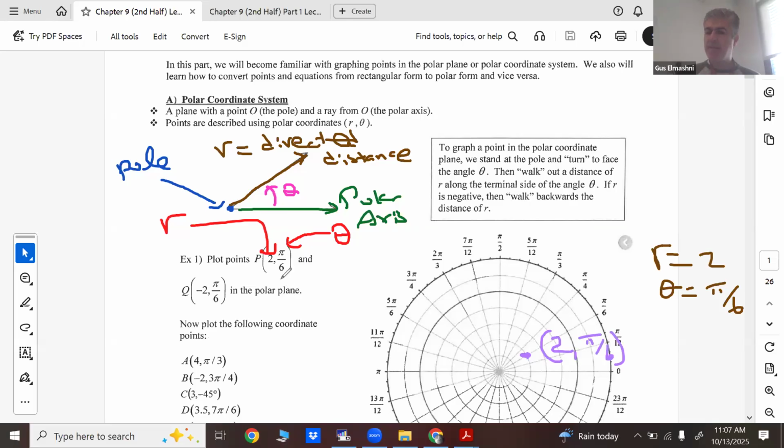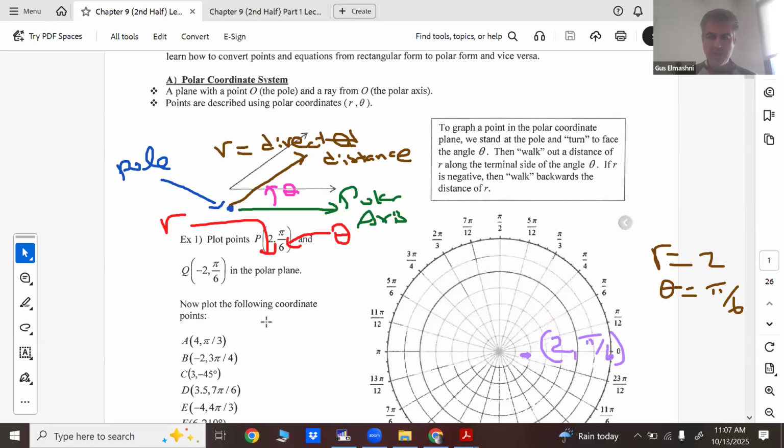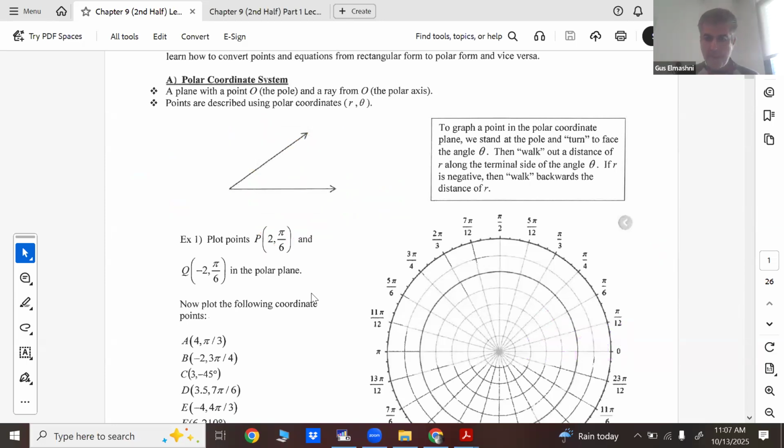Now, what if r is negative? That could happen. If it's negative, I'm going to do this instead. Hold on. Let me clear this. Let me do it one more time. 2 comma pi over 6 is right over here.